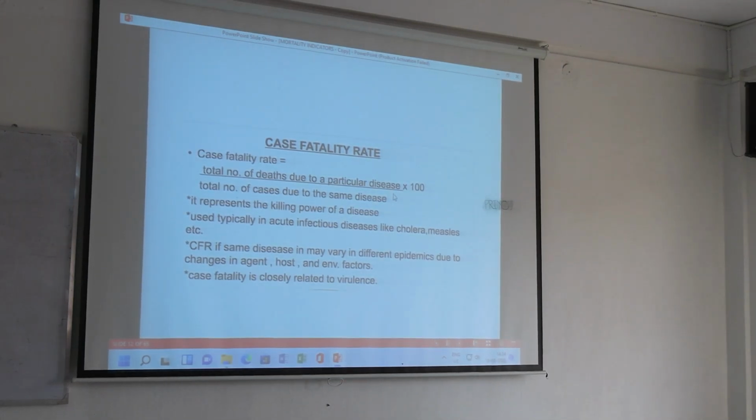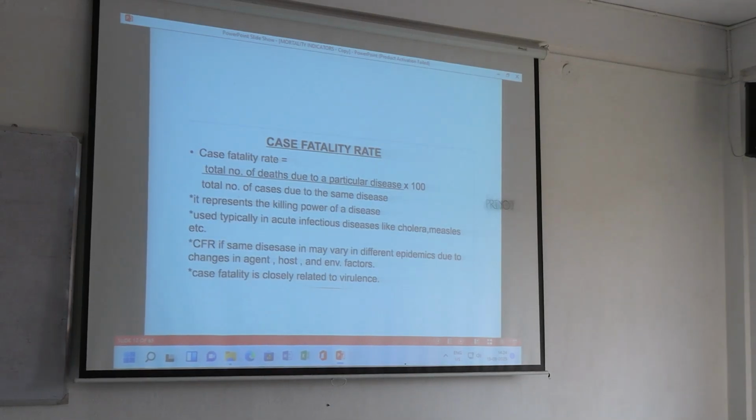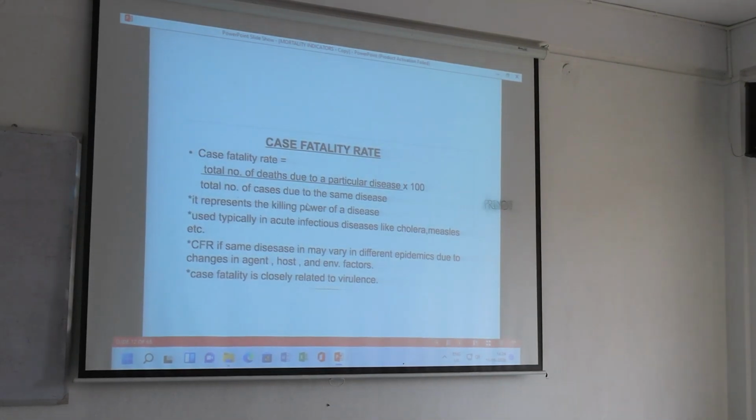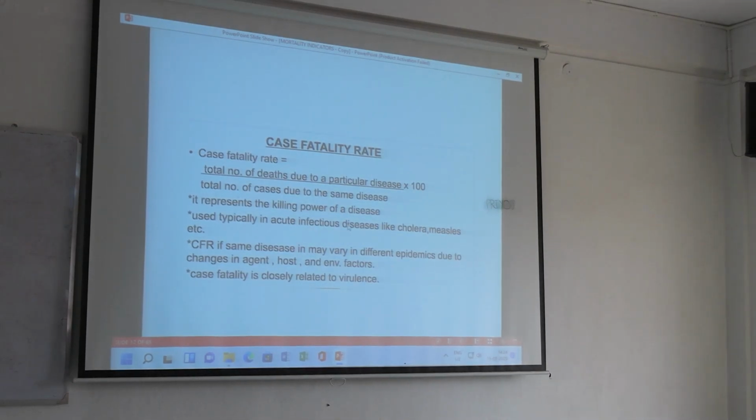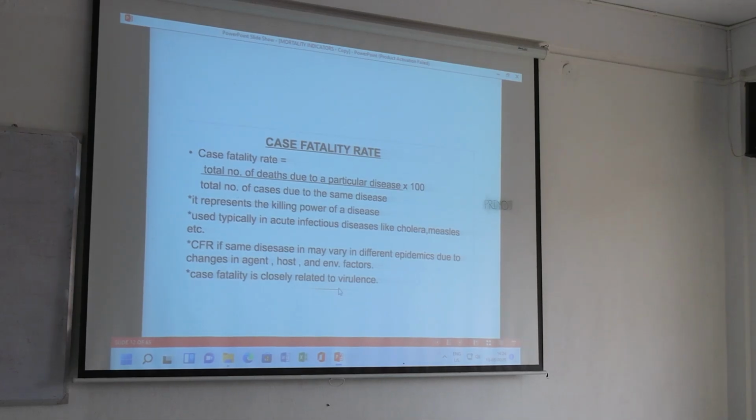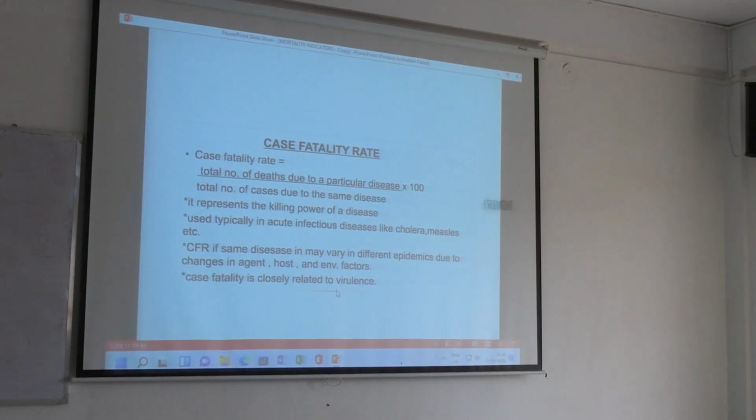On the other hand, something like measles is not that much, but some other disease. So this is the killing power of a disease, used in infectious diseases like cholera, measles, etc. And here again there is a difference in agent, host and environment factors. This is closely related to prevalence.